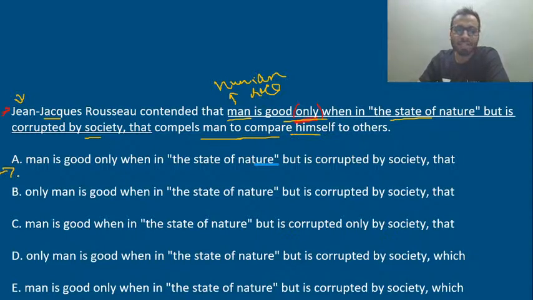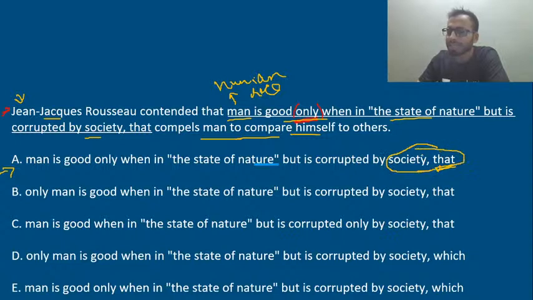Let's look at option A. Man is good only when in the state of nature but is corrupted by society that. Now, whenever we have such a modifier, this, or rather that, in the case of essential modifiers does not need a comma at all, right? So this construction is incorrect.